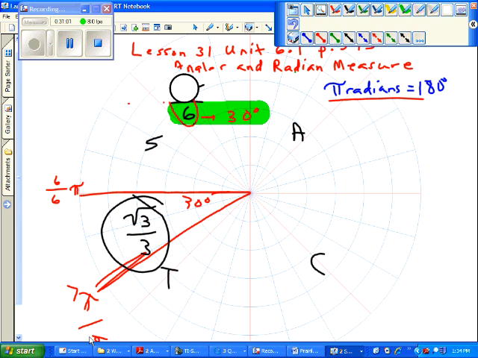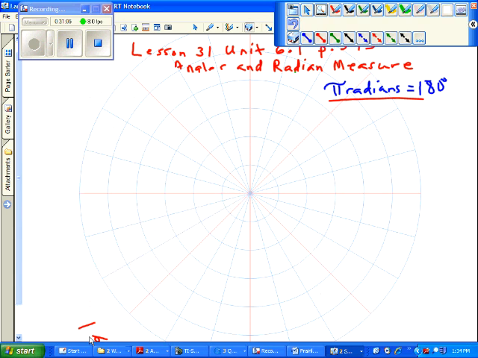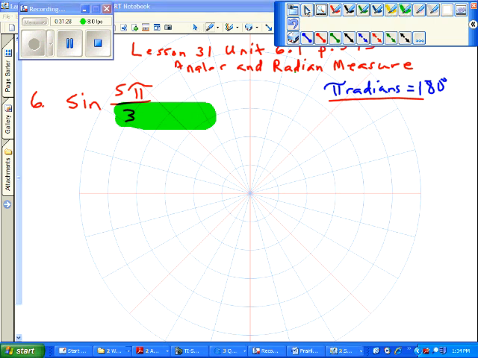All right, let's look at number 6. Number 6, we have sine of 5 pi over 3. First of all, if we're going to convert in our mind to what we know in degrees, we're going to think, a 3 goes with what as an angle? 60. 180 divided by 3 is 60. So my reference angle is 60.